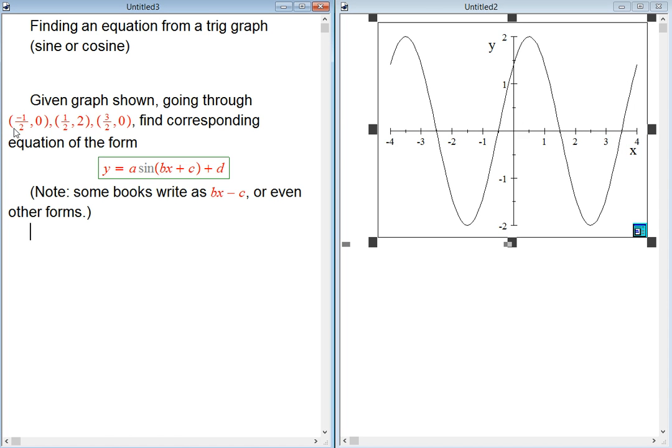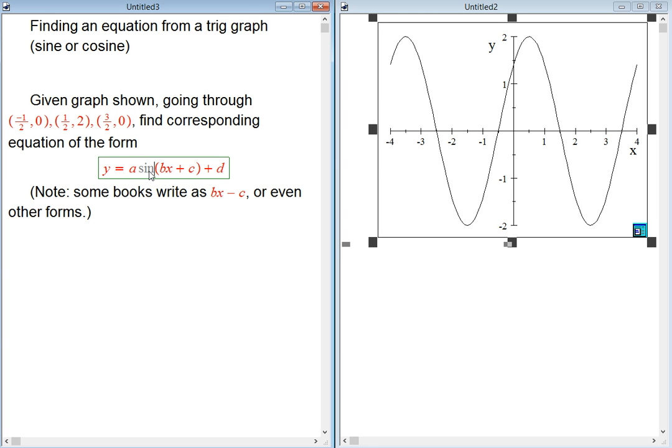So in particular, it's going through (-1/2, 0), (1/2, 2), and (3/2, 0). Let's say those are exactly the points they look like they are. And the task is to find an equation of the form of a modified sine graph that matches this.